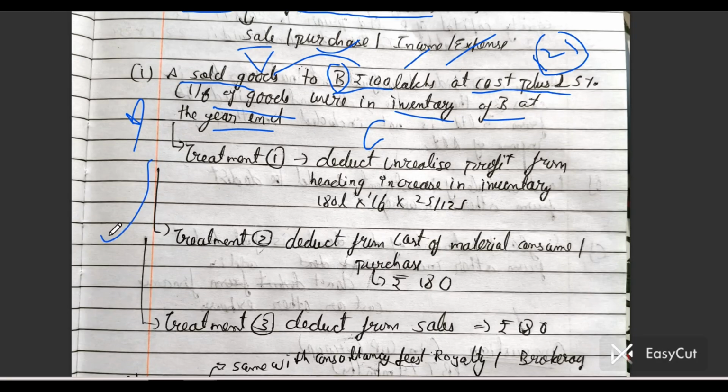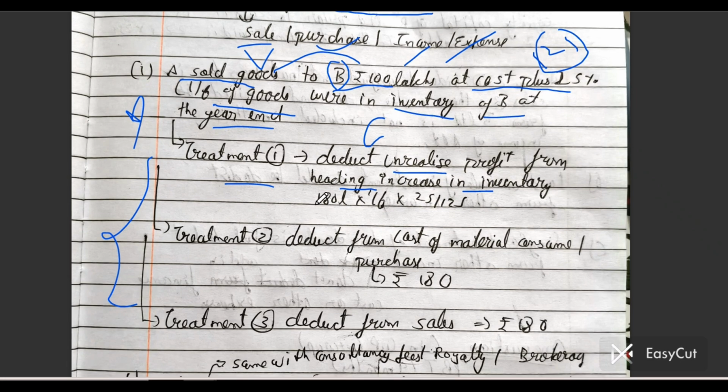So there are three treatments of this adjustment. First treatment, you have to deduct unrealized profit from the heading increase in inventory. Like there is one heading in the P&L that is increase in inventory, in which we compare the closing with the opening, and the balance will be in our P&L. So you have to deduct this unrealized profit of 180 lakh multiplied by 1/6, that is how much of the goods is left in our closing stock, only of that part. 180 lakh multiplied by 1/6 multiplied by 25 divided by 125, because it is cost plus 25%, not sale price plus 25%.